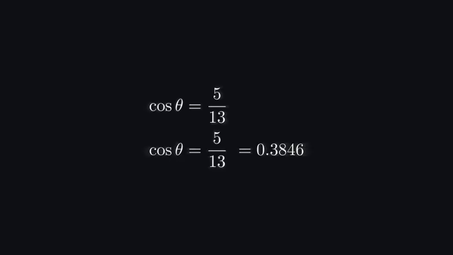Cos of theta equals 5 over 13 equals 0.3846. Theta equals cos to the power of minus 1, 0.3846. Theta equals 67.3 degrees.